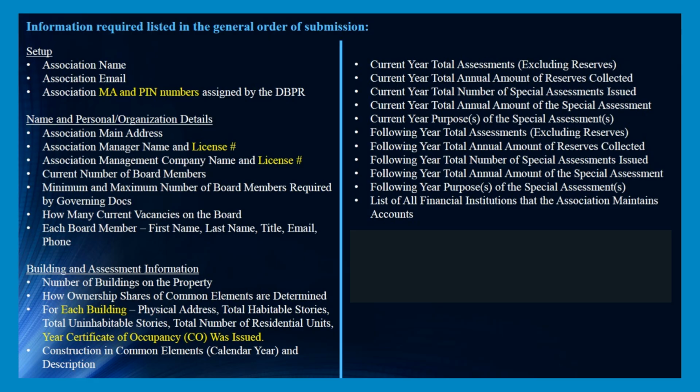For the current year, total assessments excluding reserves, total annual amount of reserves collected, total number of special assessments issued, total annual amount of the special assessment, purposes of the special assessments. For the following year, total assessments excluding reserves, total annual amount of reserves collected, total number of special assessments issued, amount of the special assessment, purposes of the special assessments, and finally, the list of all financial institutions at which the association maintains accounts.